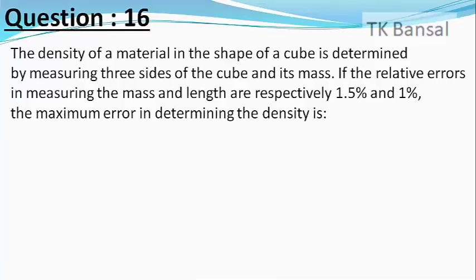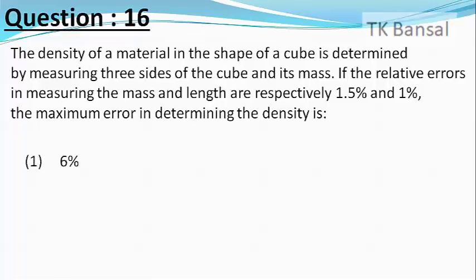The density of a material in the shape of a cube is determined by measuring the three sides of the cube and its mass. If the relative errors in the measurement of mass and the length are 1.5% and 1% respectively, then the maximum error in determination of the density is.